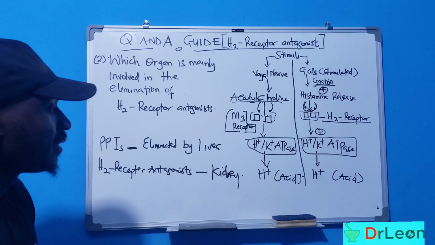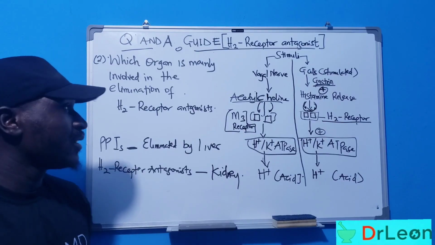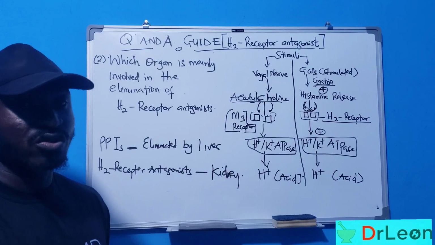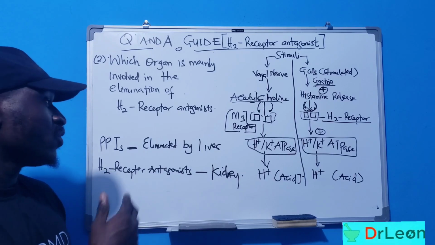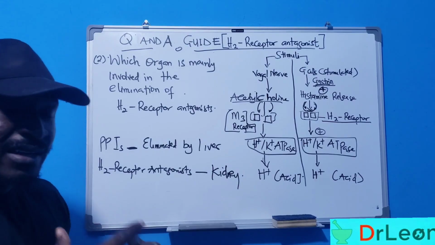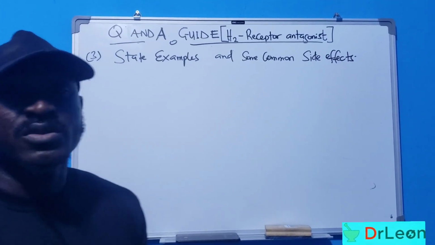And for that matter, in a patient who is kidney impaired, with the H2 receptor antagonist you have to be cautious. You have to adjust the dose. But with a PPI, you only adjust the dose when the patient is what? Hepatic impaired. Now to the last question on H2 receptor antagonists.